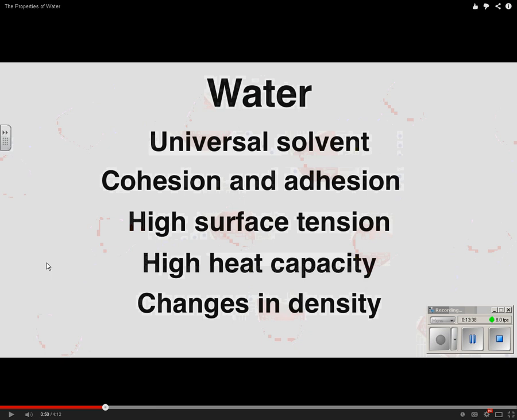Changes in density, hot water or cold water? Who do you think is more dense? Cold water, actually. So hot air rises, right? Hot air rises because it's less dense. Air particles that are hot are way spread out, less dense. Air particles that are cold are really close together, more dense. Same thing with water, it's just not as drastic. Let's take a look at each of these in turn.